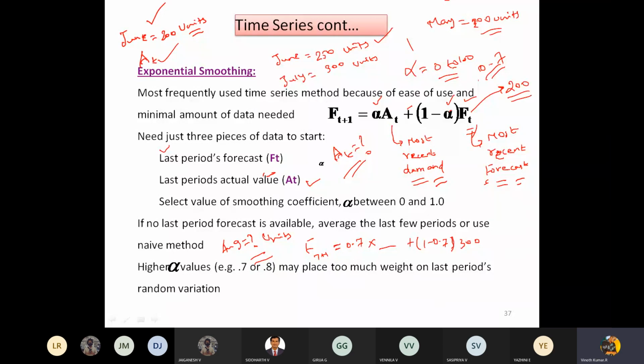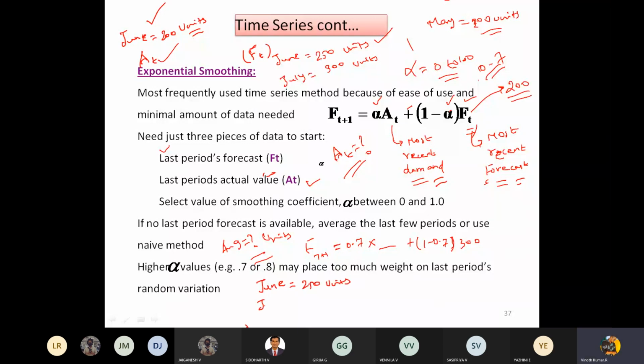And the most recent forecast: if I calculate the forecast value for the month of June and that value comes to around 250 units, then this 250 units is my capital F suffix T value, the most recent forecast value, right? Let me give a short summary of this formula with an example. In the month of June, the forecast is given as 250 units.